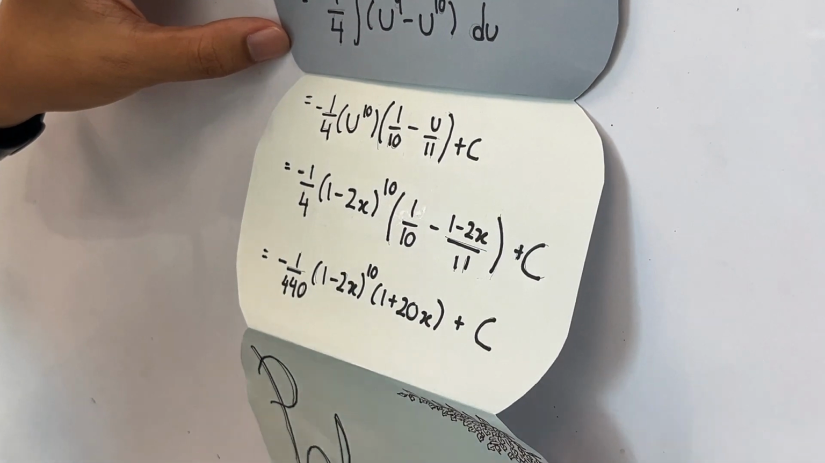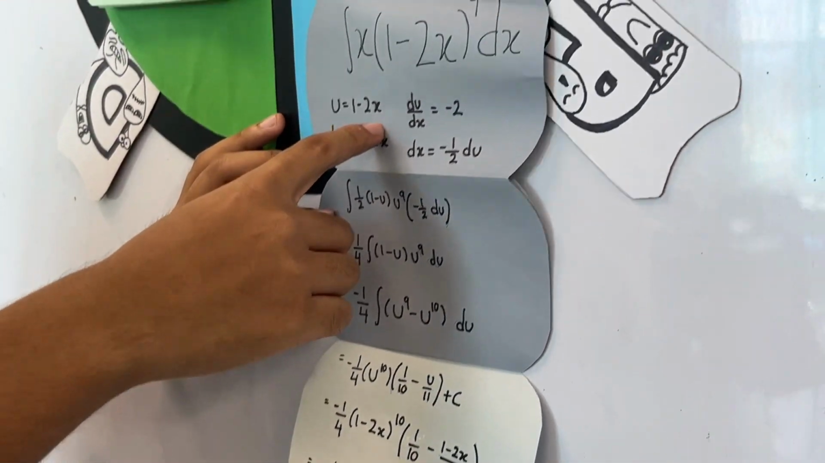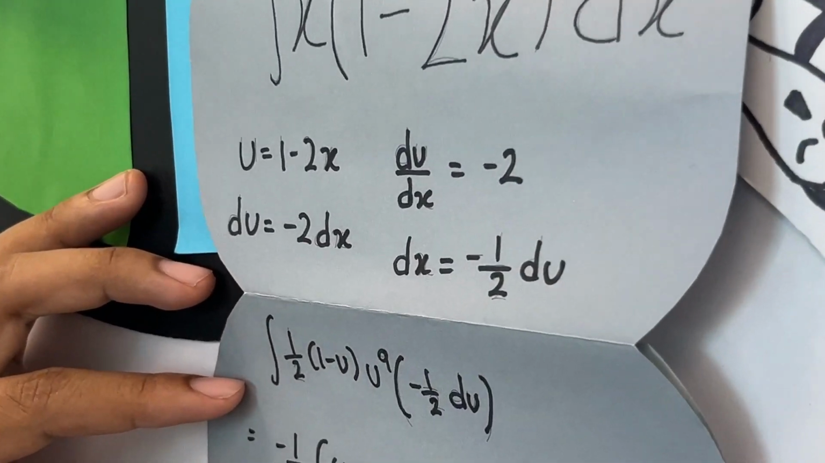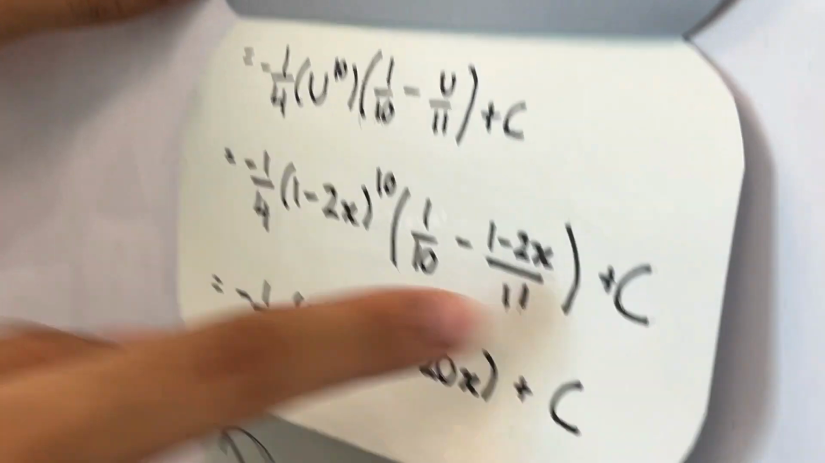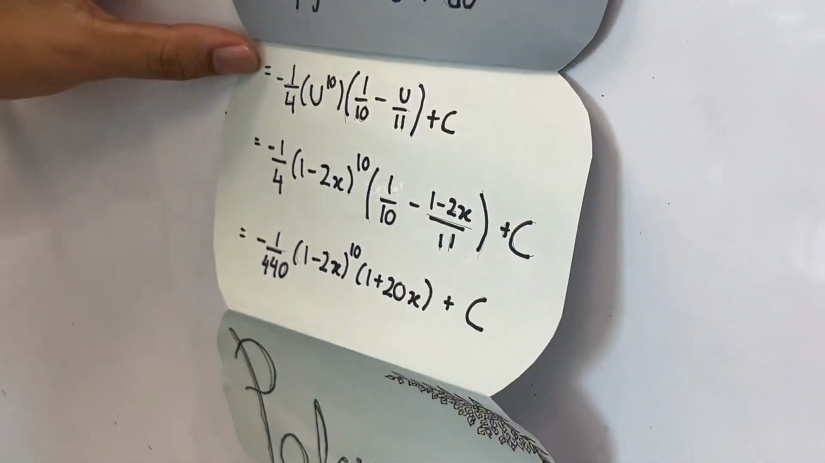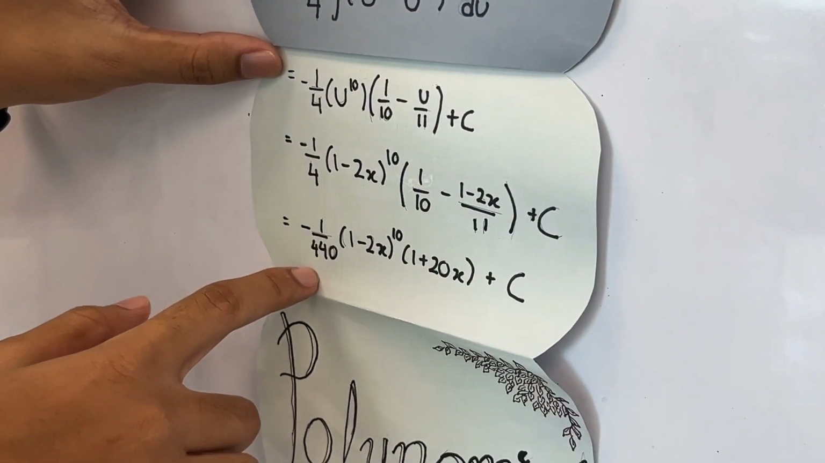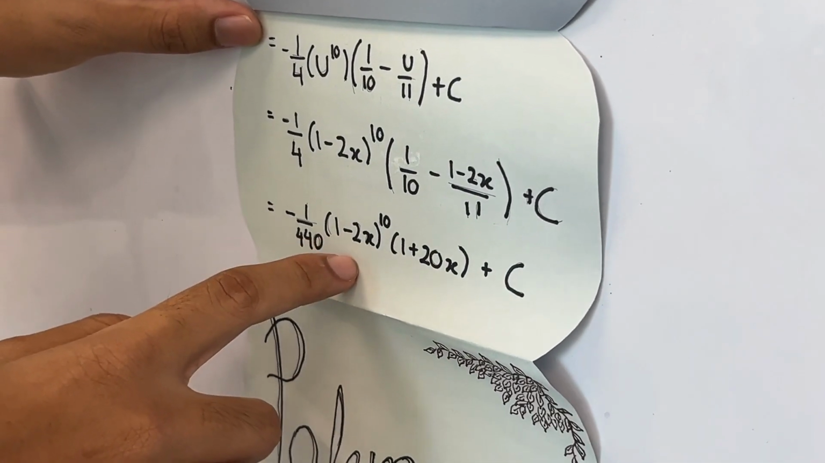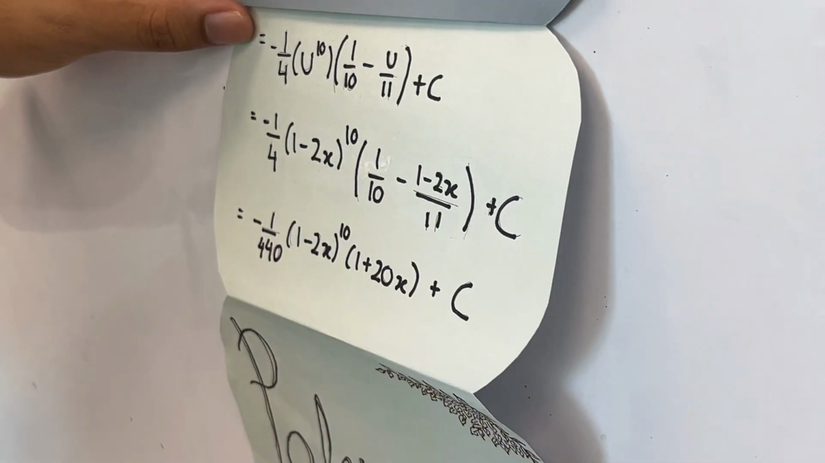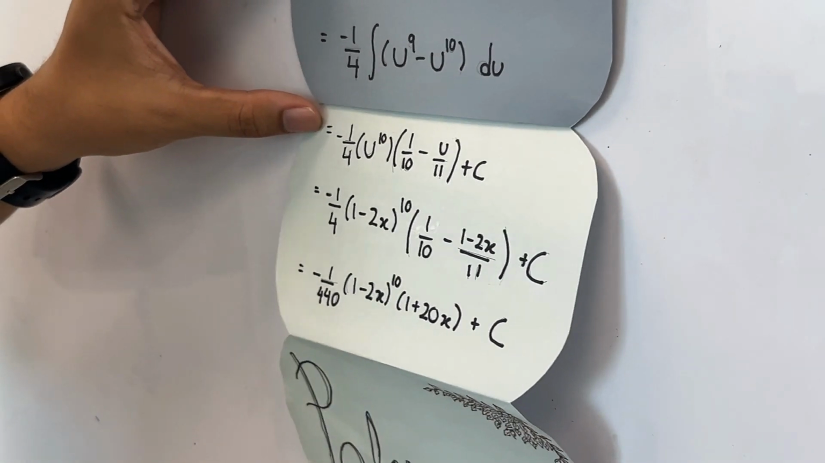Then we know that u is equal to 1 minus 2x. Then we substitute back the value of u and we get this. After that, we can simplify the equation and we get negative 1 over 440 in the bracket 1 minus 2x to the power of 10 in the bracket 1 plus 20x plus c. And that's all.